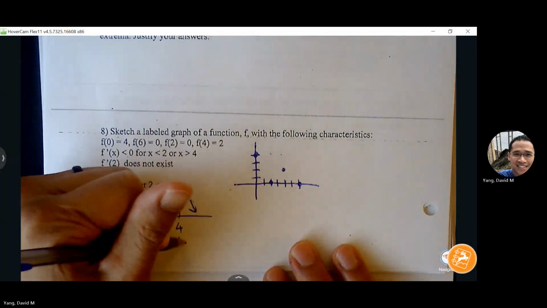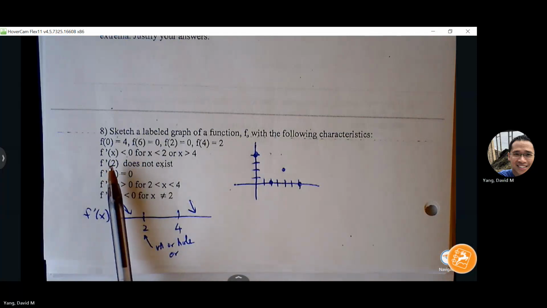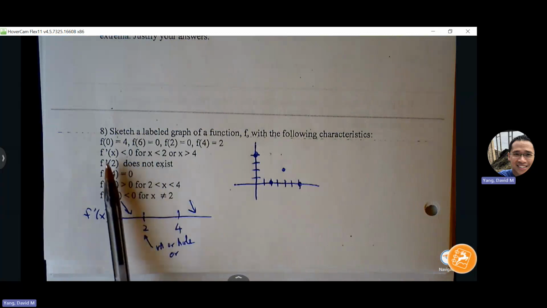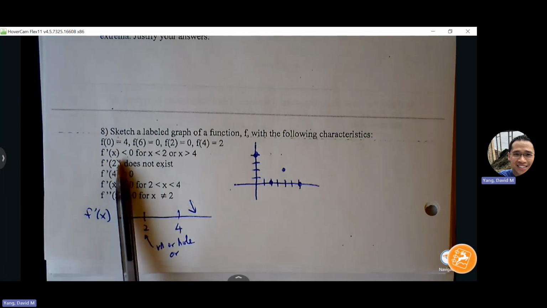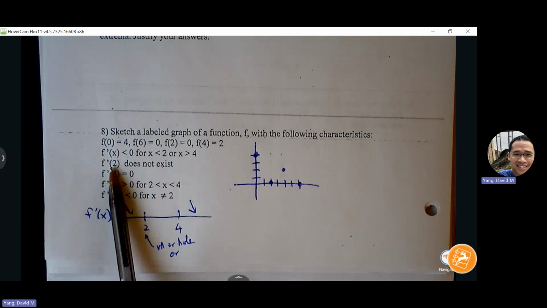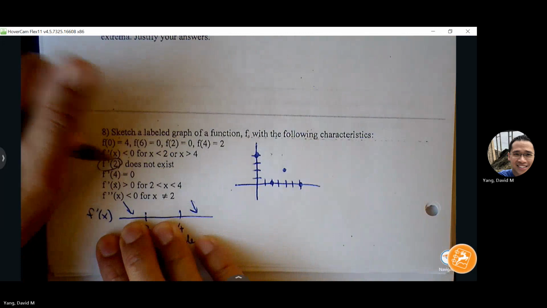I mean, these are both valid options, but it's not saying f of 2 does not exist. It says f prime of 2 does not exist. So what's another way of saying f prime of 2? It's the what at 2? It's not the ordered pair at 2. It's the what at 2? What's another word for derivative? Starts with an S.